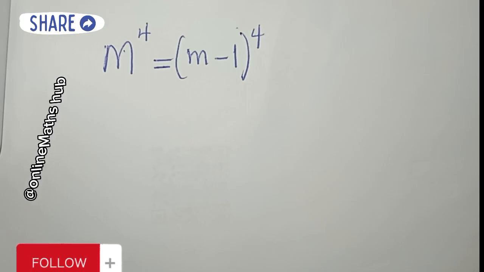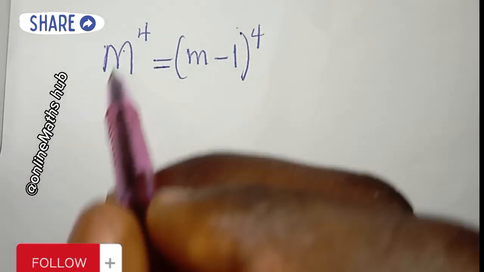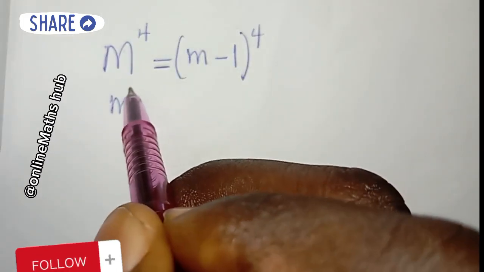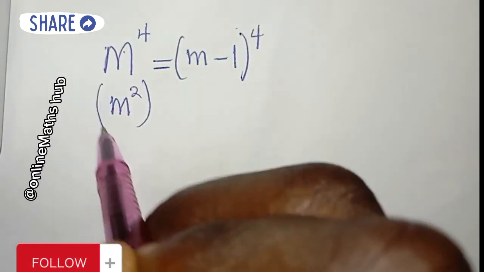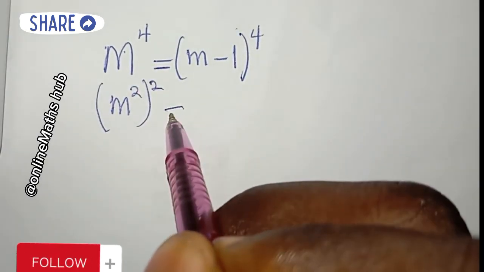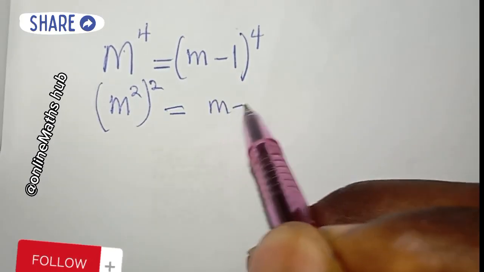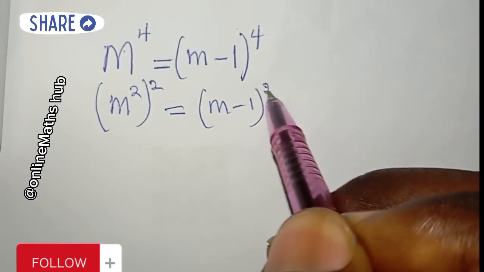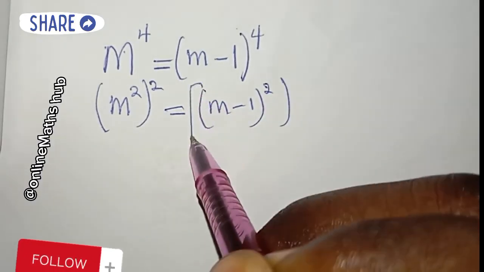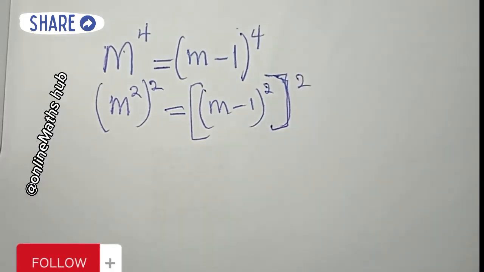So I'm just going to be using one of the simplest methods to solve this. What I'm going to do is rewrite m^4 as (m^2)^2, raised to power 2 so that when you simplify you have m^4. And I'll do the same for (m − 1): this is ((m − 1)^2)^2. So this is what I have.